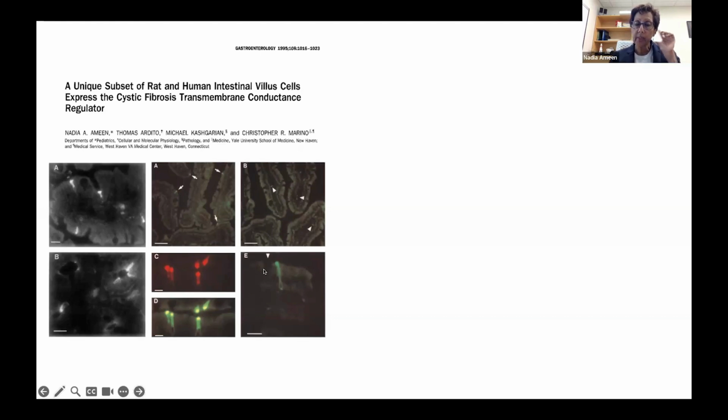Now, this was important because at the time when I entered the field, the prevailing view was that CFTR is a membrane channel, of course, and it was restricted to the membrane. And this was completely novel in terms of what was understood at the time.